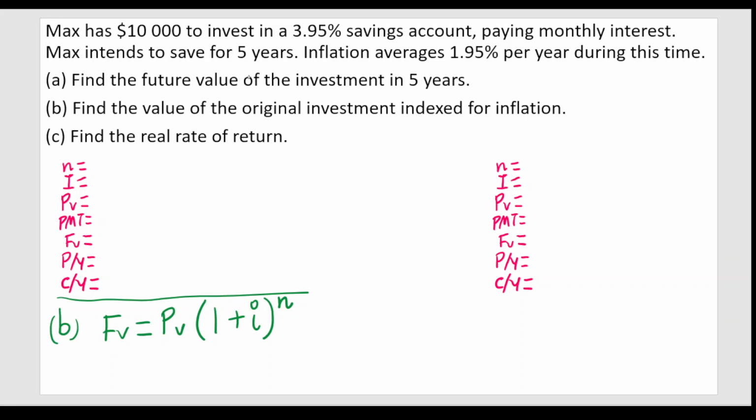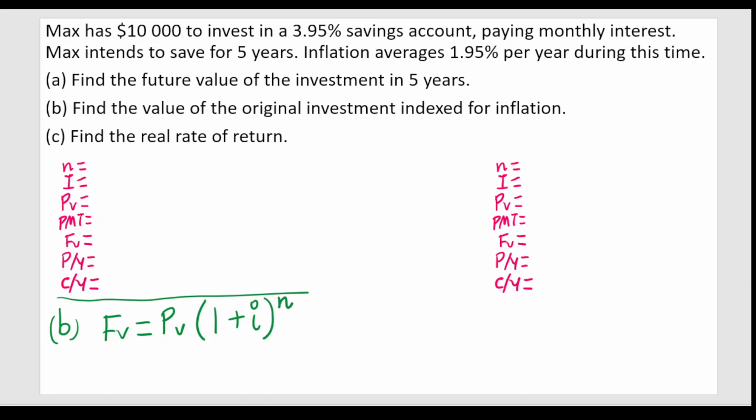So part A, we're finding the future value of this initial investment of Max's. Part B, we're going to think about how much money Max would need in 5 years' time to pay for the same amount of $10,000. And then in part C, we're going to plug it back in and figure out what his actual savings or investment rate would be. As a rule of thumb, generally it's going to be somewhere in the vicinity of the savings rate take away the inflation, but it's not exact. We can't just take away 1.95 from 3.95.